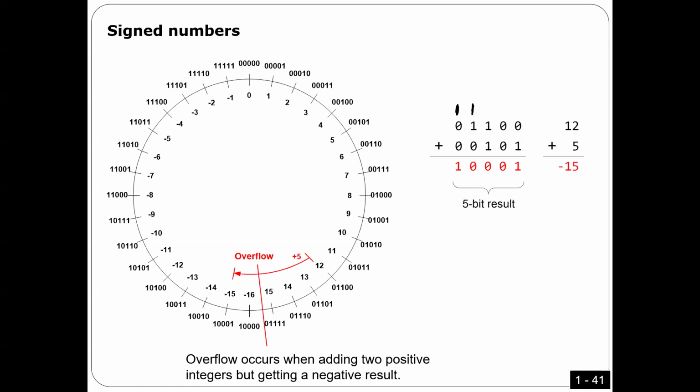Very simple, very easy. Look here. This is a positive number. I added it to a positive number, and then I got a negative number. So there is overflow. Very simple, very easy. And you can see the result here: I added 12 plus 5, and then I got minus 15.